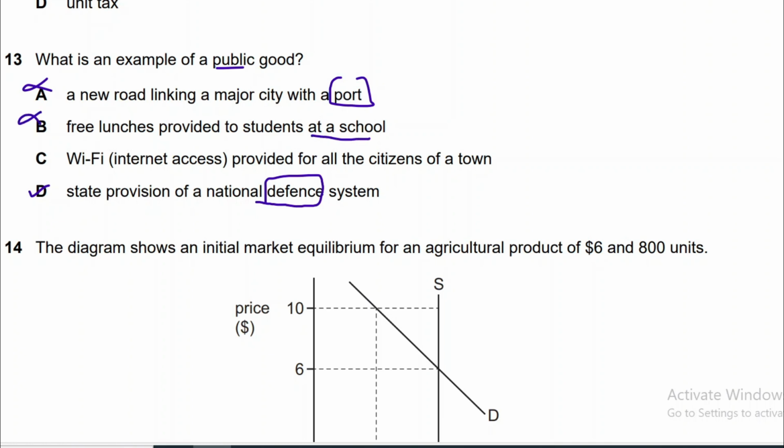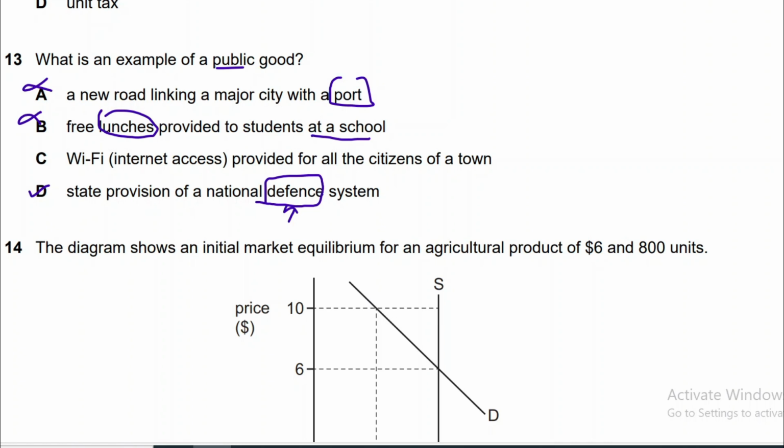Option B is free lunches provided to students at a school. This is also not a public good, because lunches are not non-excludable and non-rival. For example, if a student is provided with a lunch and eats it, it is no more available to anyone else. Public goods are the goods that are available to many people at the same time. If one person uses it, its quantity does not diminish for others, so it remains available to them, such as defense systems, street lights, national highways, etc.